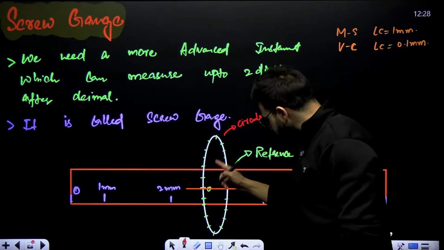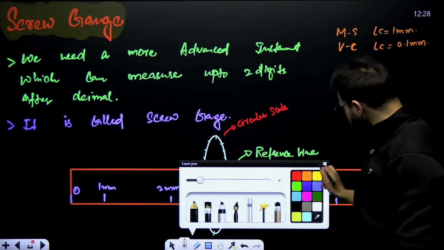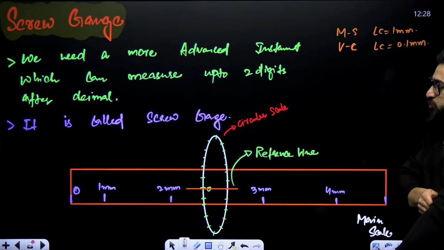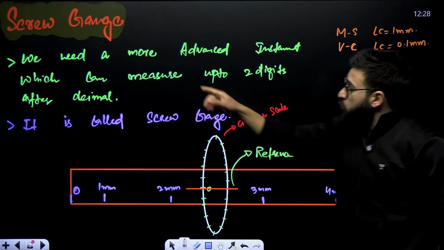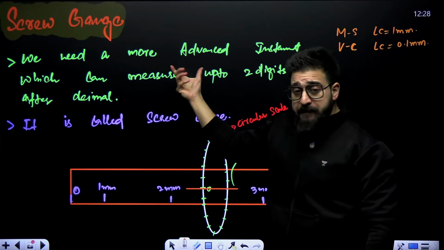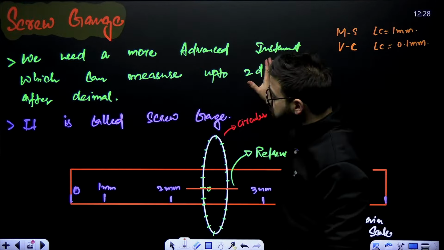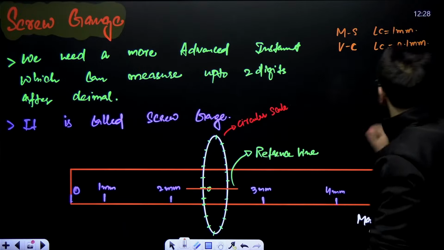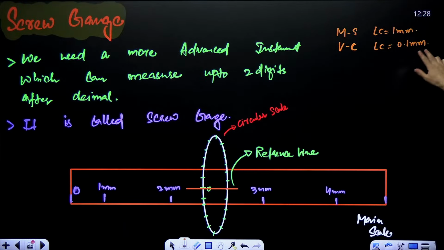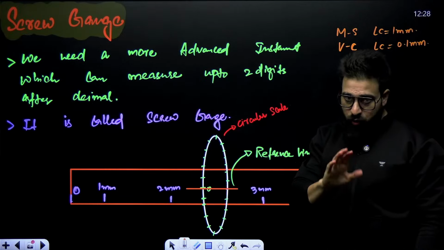This is the main scale and this is the circular scale. Now guys, in this particular case, we need a more advanced instrument which can measure up to 2 digits after the decimal. How many digits after the decimal? 2. It is called the screw gauge.